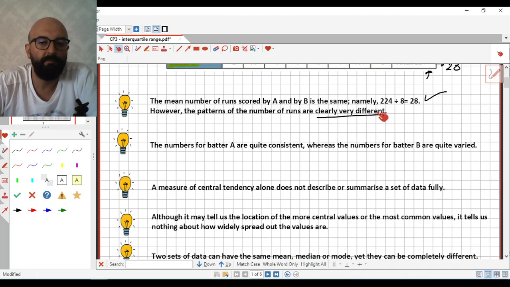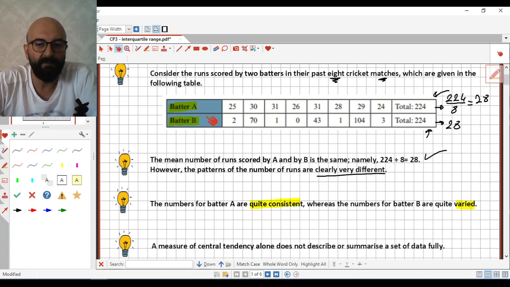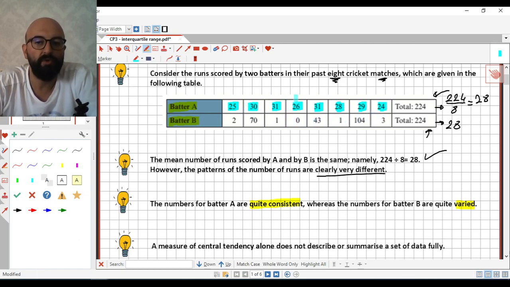The numbers for batter A are quite consistent, whereas the numbers for batter B are quite varied. If you look at this table, the first batter has consistent scores: 25, 30, 31, 26, 31, 28, 29, 20, 24. All scores were near each other.